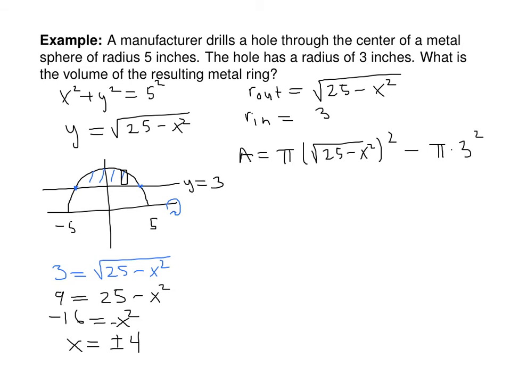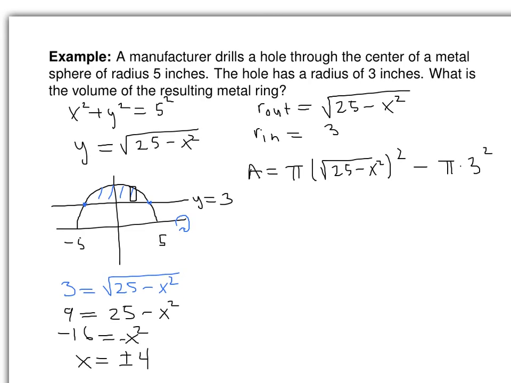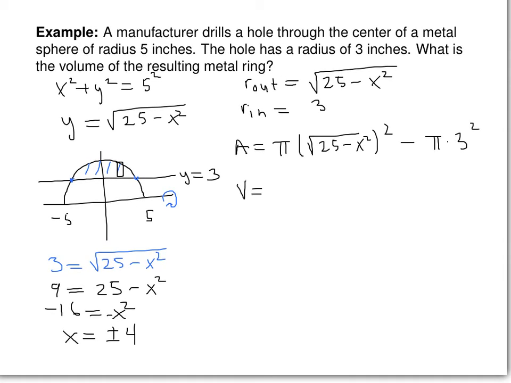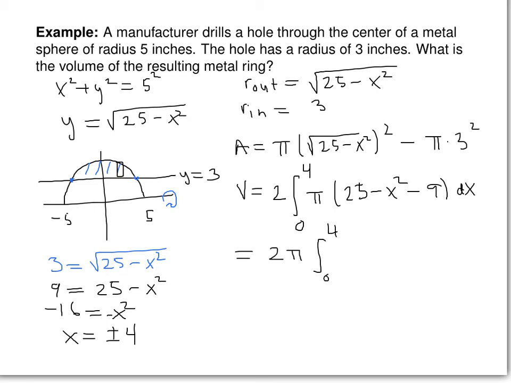Now to find the volume, we need to add up the areas of all our slices. So my volume will be an integral from, now you could find the integral from -4 to 4, but that's the hard way. Because this object has some symmetry about the y-axis, an easier thing to do is to find twice the integral from 0 to 4. Let's take out a pi and simplify. So pi times 25 minus x squared minus 9 dx. So my volume is equal to 2 pi times the integral from 0 to 4, 16 minus x squared dx.